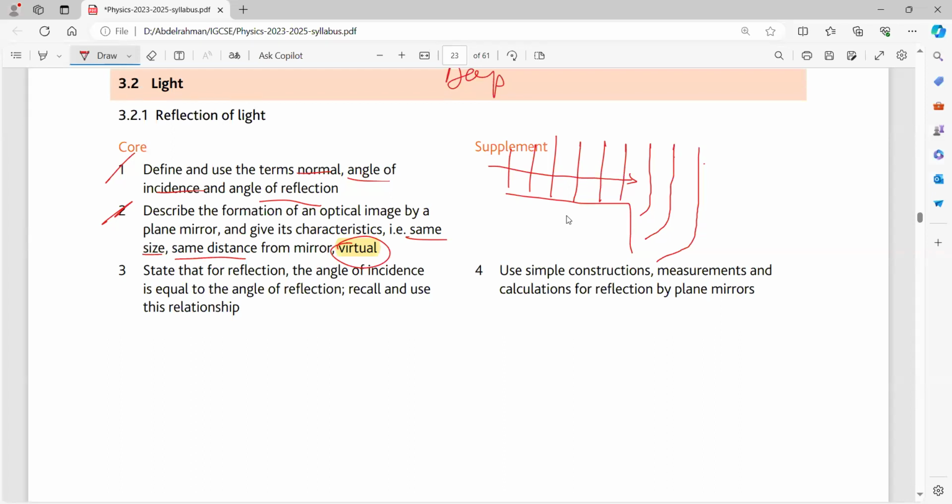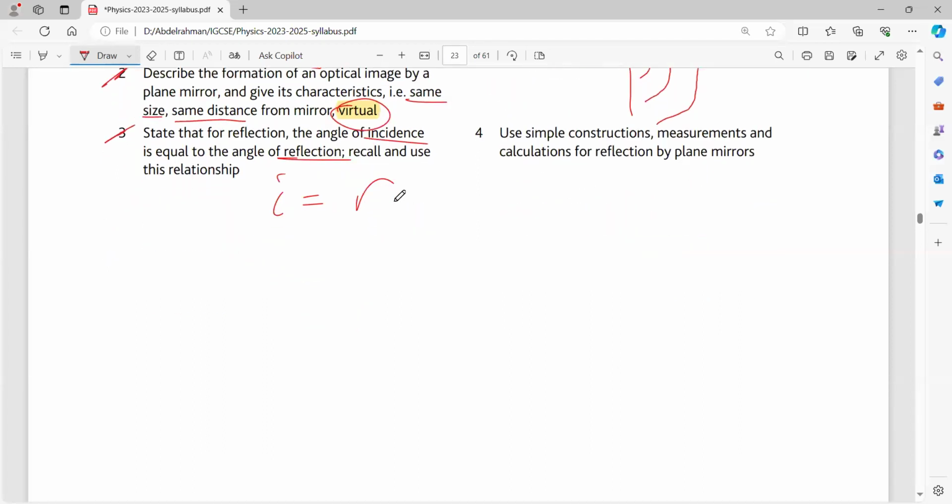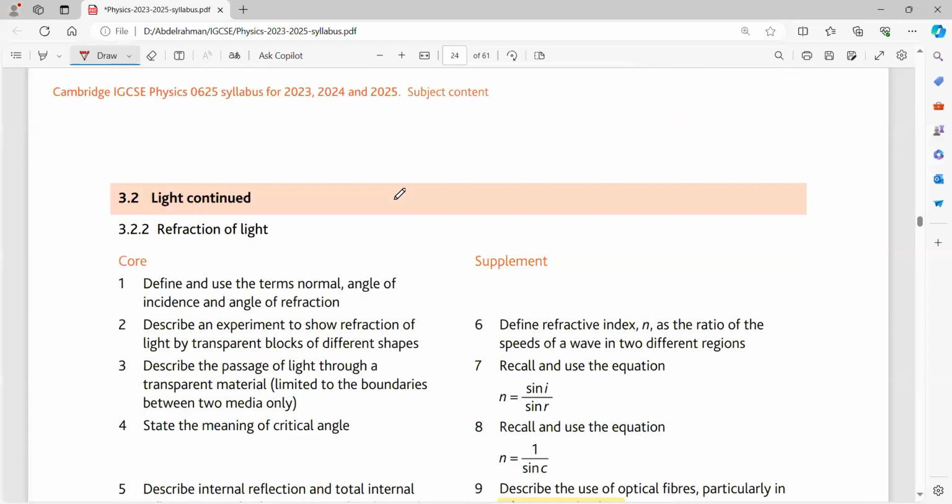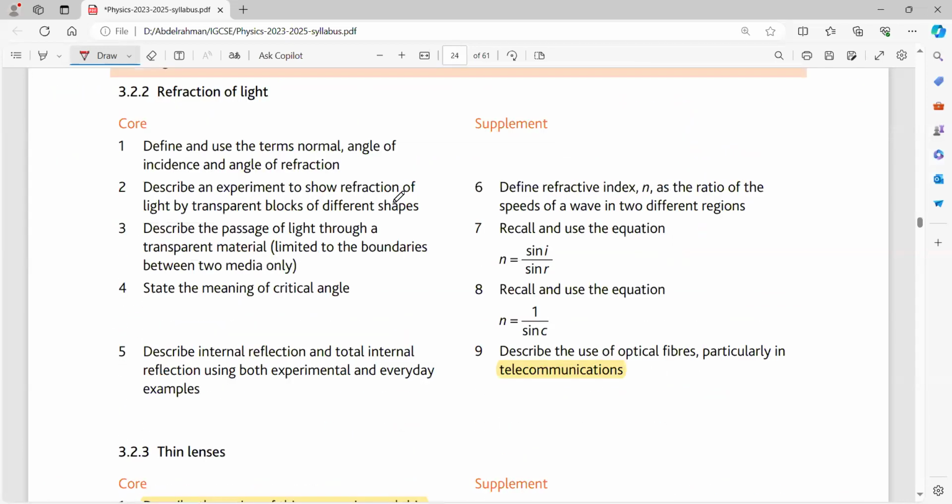And then we all know that the angle of incidence has to be equal to the angle of reflection. I equals R. Any questions? Okay, moving on to the refraction of light. Again, using the normal, angle of incidence, angle of refraction, we know them. How to show the refraction of light while it's passing through a block, for example, that it bends towards the normal.